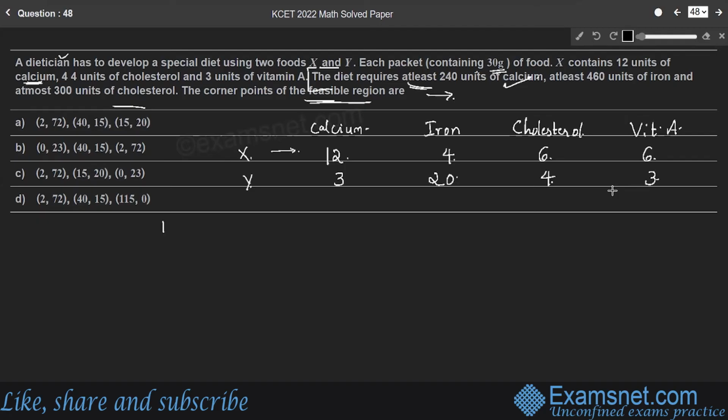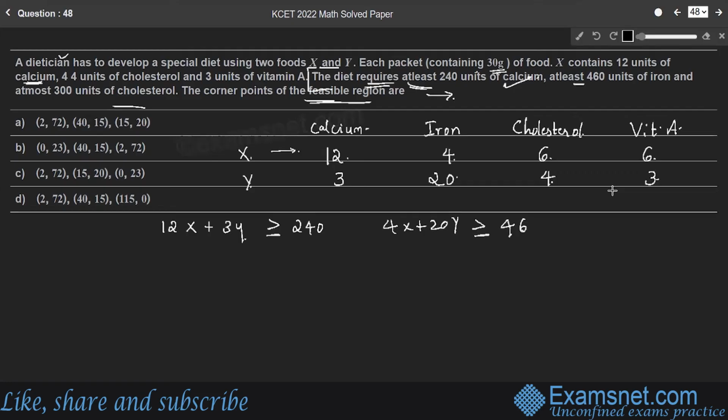At least means 12x plus 3y. Food Y contains 3 units of calcium, right? So the whole diet requires 240 units of calcium, means 12x plus 3y should be greater than or equal to 240. At least means greater than or equal to. So it can be greater than, right, 240 units. So greater than or equal to 240, right? And at least 460 units of iron. So that means 4x plus 20y, it requires at least, so minimum 460 units of iron.